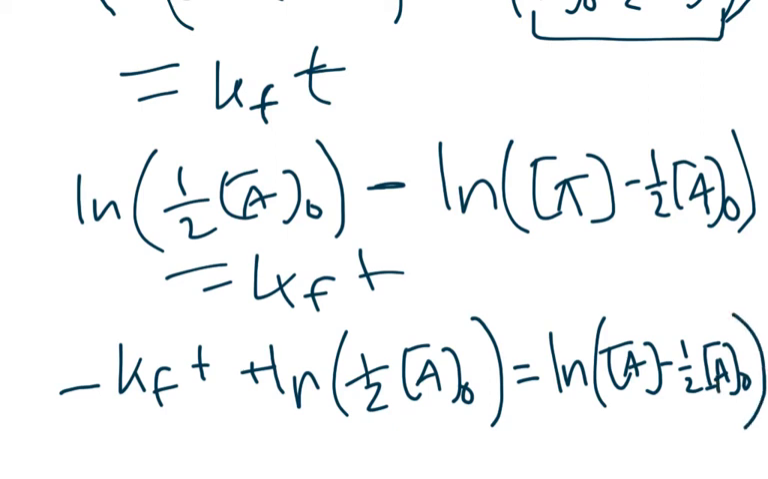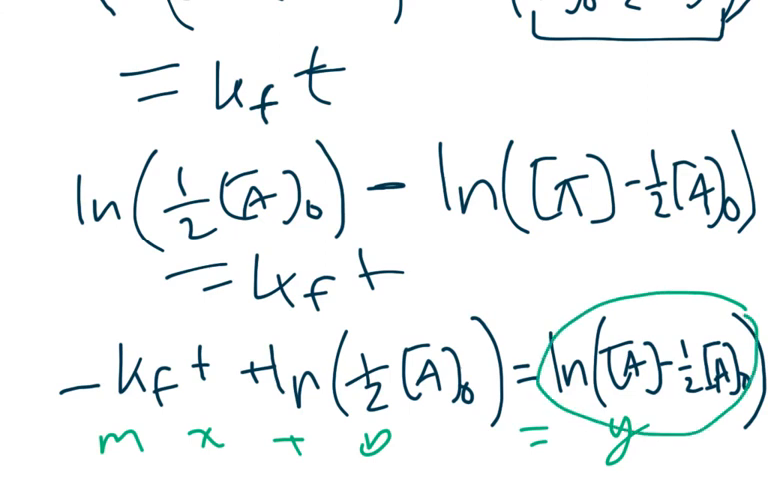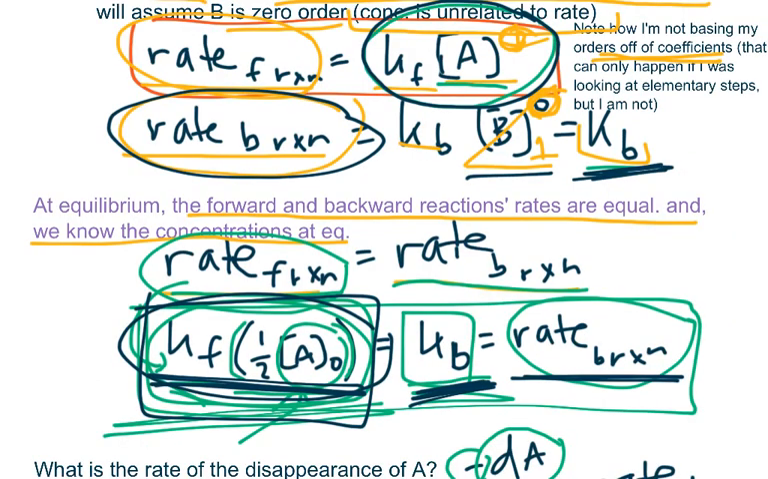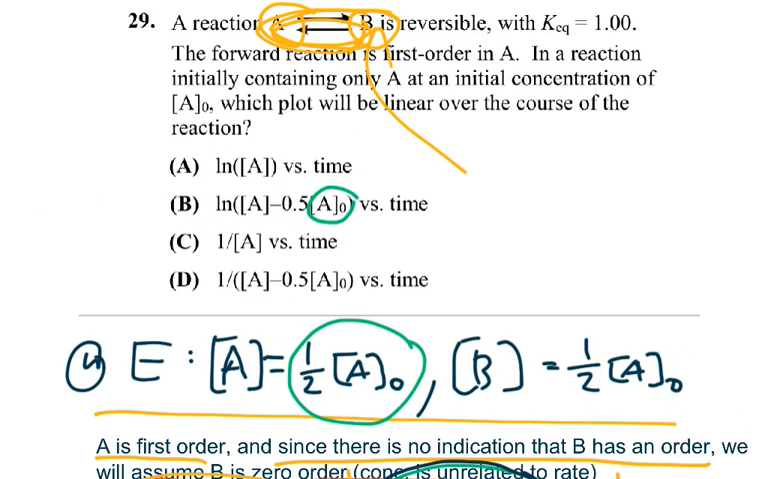So notice how this is in the form of a line, where y is equal to mx plus b. So lo and behold, we just made a line, and we are comparing the y versus x. So the natural log of A minus 1/2 A0 versus t will give us a line. Which answer choice is that? Well, this seems like the answer choice, and B is our answer.